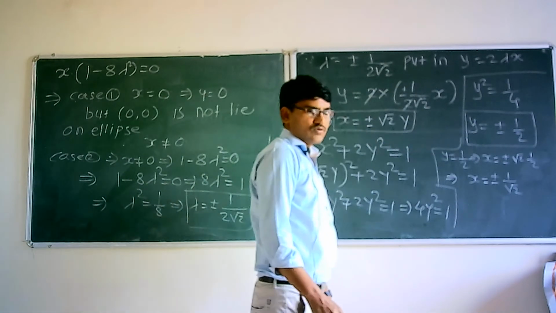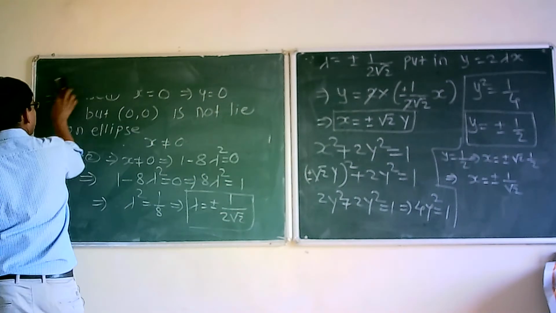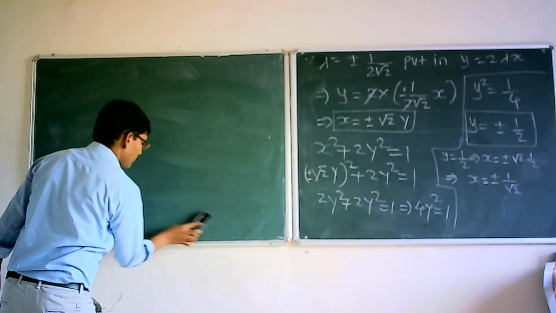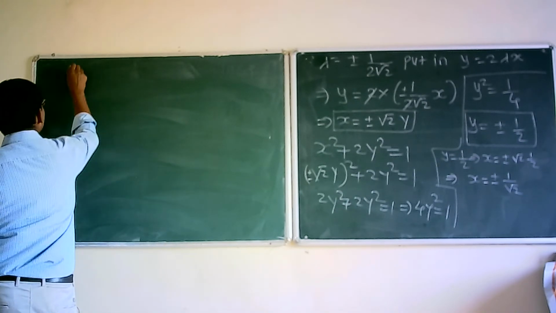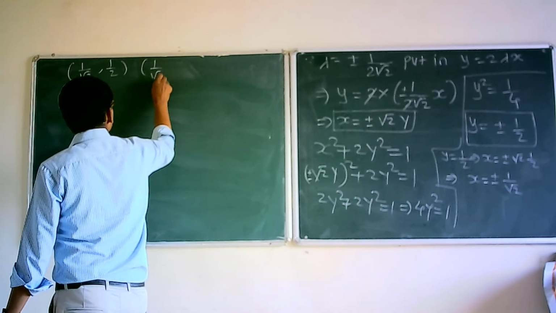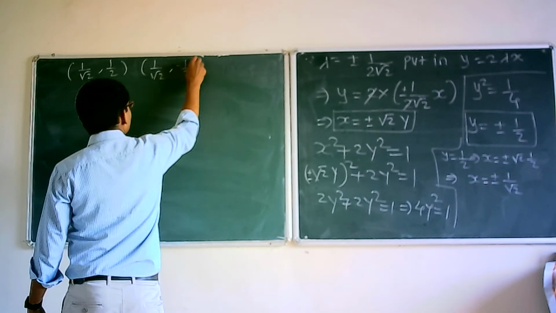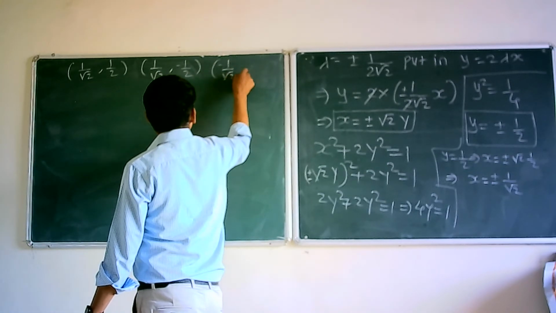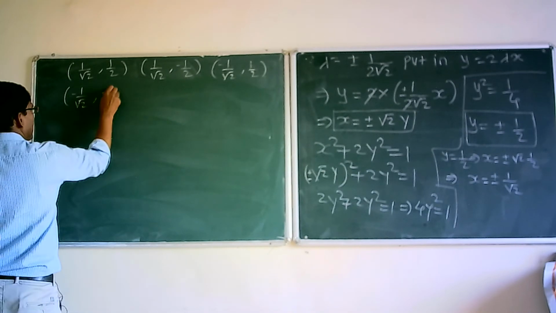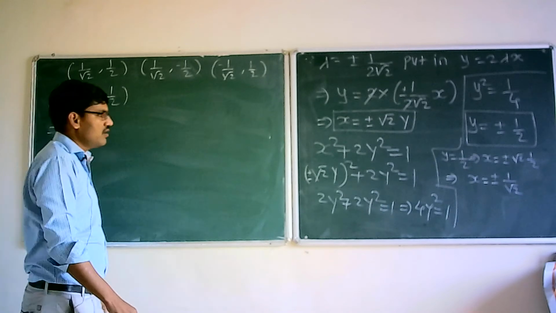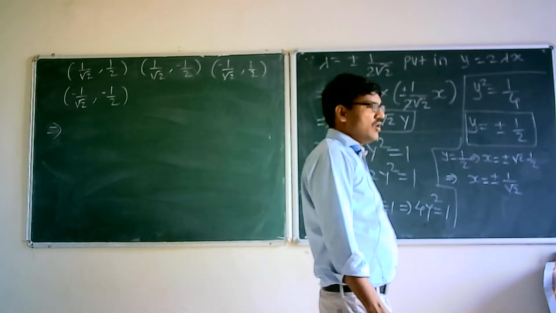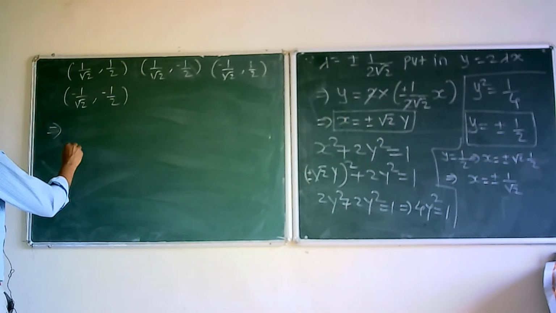So what are the critical points here? The critical points are 1 upon root 2 and 1 by 2, 1 upon root 2 and minus 1 by 2, minus 1 upon root 2 and 1 by 2, and finally minus 1 by root 2 and minus 1 by 2. So these are the critical points.